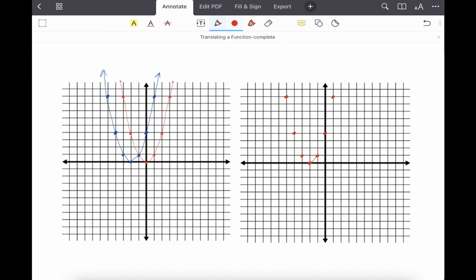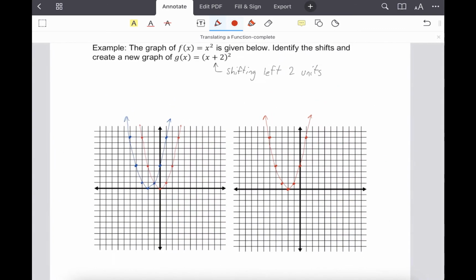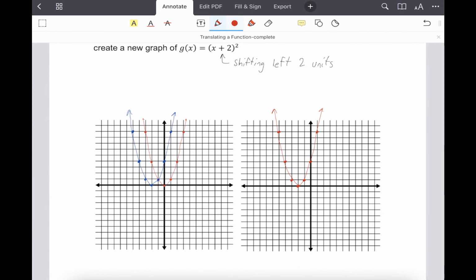So here, I drew the graph of g of x, which is x plus 2 squared. That's the graph of this one, which I did in blue over here. I'm going to get rid of that one though.